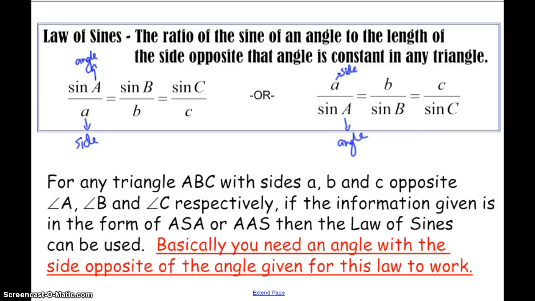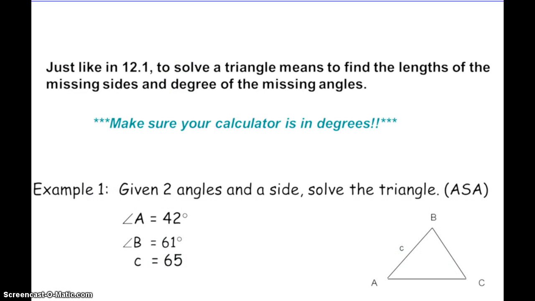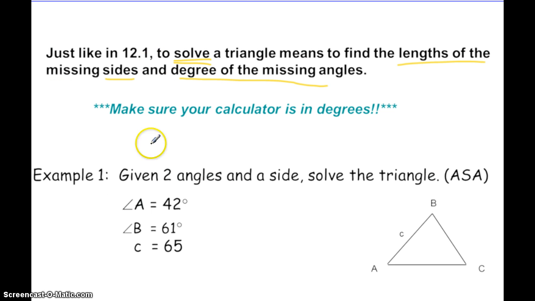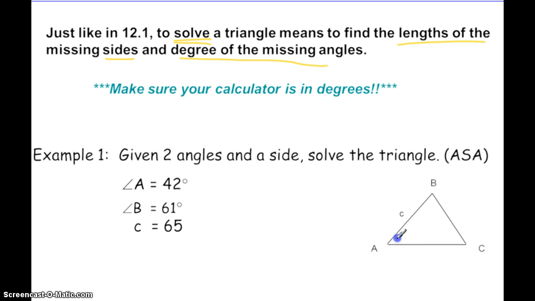That's a lot of words and sometimes that's hard to follow, so let's look at an actual picture of it. Remember that when I'm solving a triangle, I'm finding the lengths of the sides and the degrees of the angles. So first I want to look at what I have. I'm given, in this case, two angles and a side, angle side angle: angle A, angle B, and side C. Angle A is 42 degrees, angle B is 61 degrees, and side C is 65. Now you might be looking at the picture and thinking, where's your pair? I don't have A and A, or B and B, or C and C. I only have one of each.